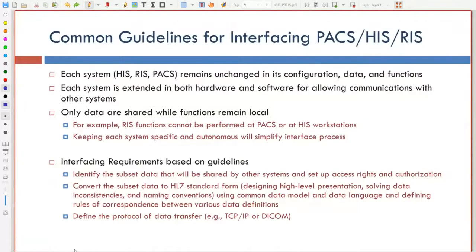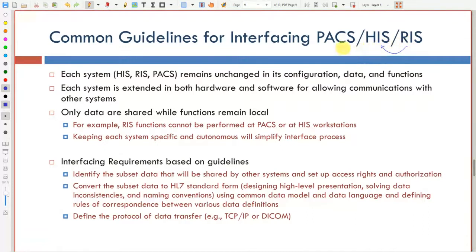Today, inshallah, we're going to continue the remaining part of hospital information systems. And the first thing we're going to talk about is common guidelines for interfacing PACS, HIS, and RIS. Basically, we said that RIS is a subpart of HIS, as we said before, okay? But actually, it's a specialized part of HIS.